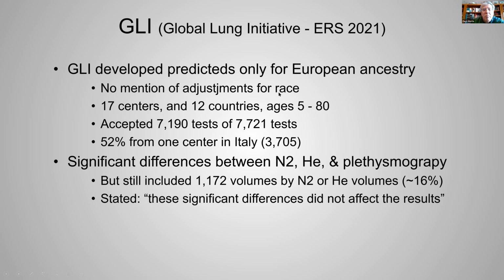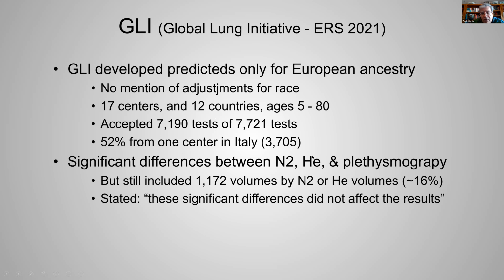But the problem was they only had enough data to report for European ancestry. In other words, white people or Caucasians. And they actually made no mention of any kind of adjustments for age or for race. They collected their data from 17 centers, 12 countries, and ages 5 to 80. They accepted 7,190 tests out of about 7,700 tests. And interestingly, 52% of these tests came from one center.